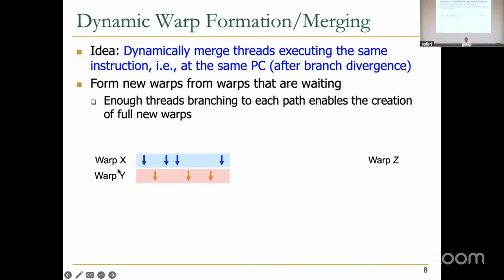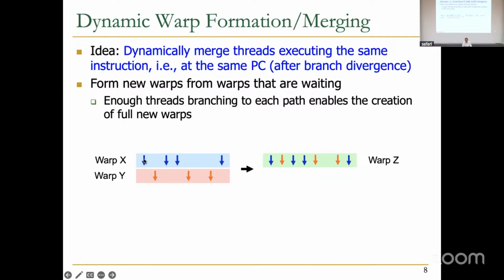I'm going to give an example of this. Let's take a look at warp X and warp Y. Warp X has 4 threads, the blue threads over here, that are active. The rest are inactive. And warp Y has the orange threads that are active, and the rest are inactive. You can combine these two to look like this. It's easier said than done, but it's possible, right? You know that they're both at the same program counter. You just need to have some merging logic, combinational logic that figures this out and combines these two warps.